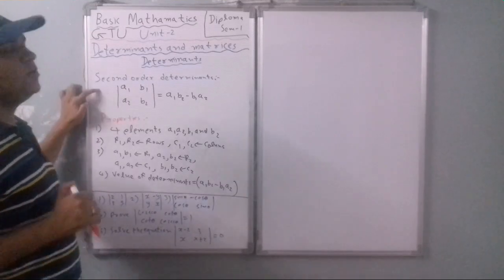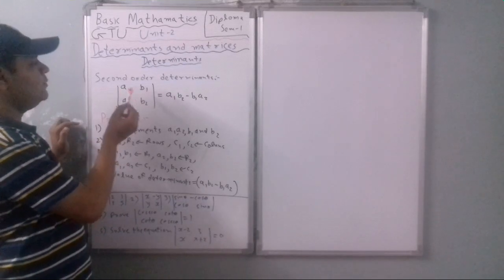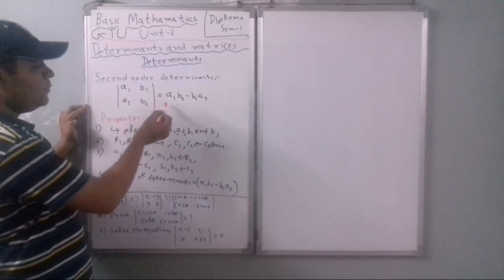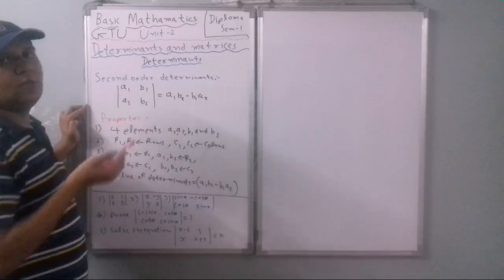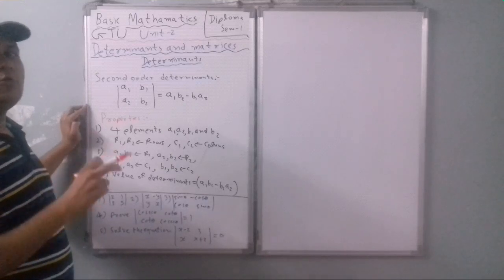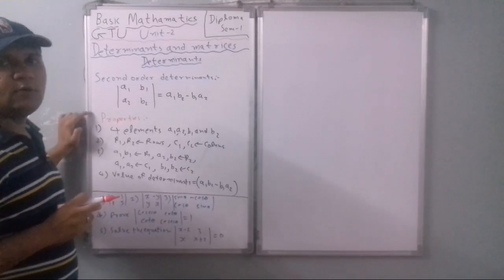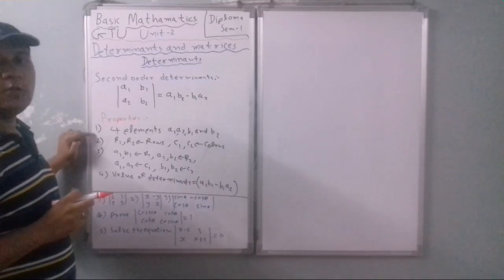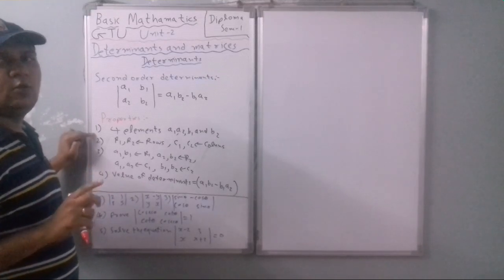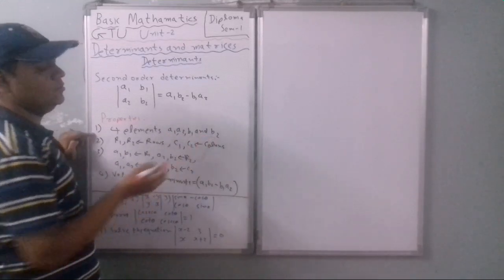Determinants, second order determinants. A second order determinant is denoted by A1, B1, A2, B2. This is called a second order determinant. And A1 B2 minus B1 A2 is called the value of the determinant, or the expansion of the determinant. There are four properties of determinants. The first property is that a second order determinant is made by four elements: A1, A2, B1, B2.